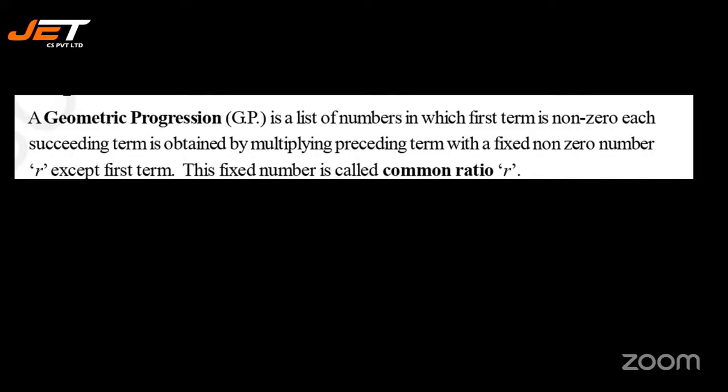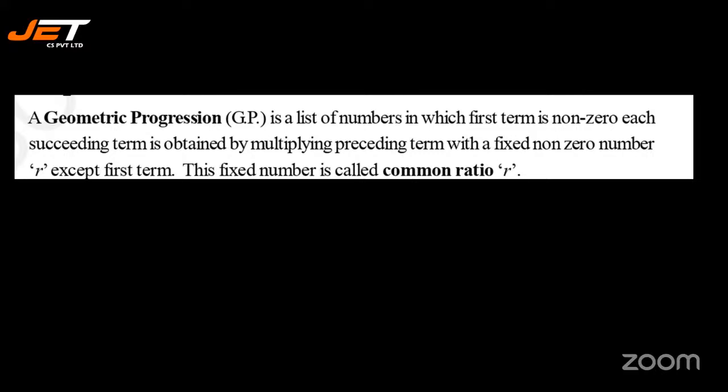So geometric progression is a list of numbers in which the first term is non-zero. Each succeeding term is obtained by multiplying the preceding term with a fixed non-zero number r, except the first term. This fixed number is called the common ratio.